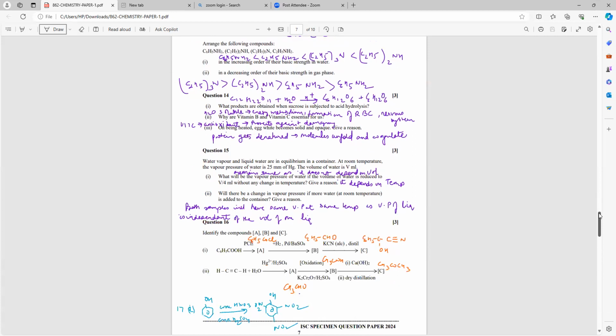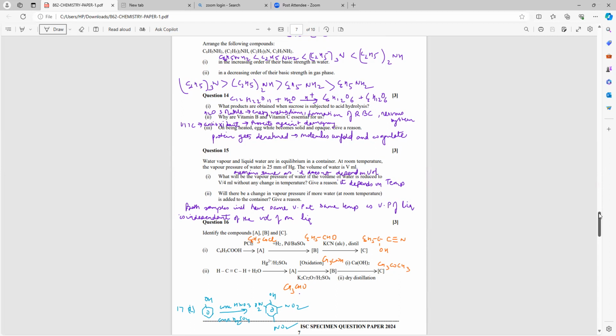Question number 15. Water vapor and liquid water are in equilibrium in a container. At room temperature, the vapor pressure of water is 25 mm of mercury. The volume of water is V ml. In the first case, they are asking what will be the vapor pressure of water if the volume of water is reduced to V/4 ml without any change in temperature. Please remember, vapor pressure is only dependent on temperature. It is independent of volume. So the answer will be, it remains the same, as it does not depend on volume.